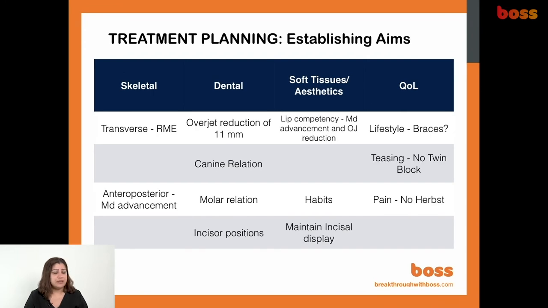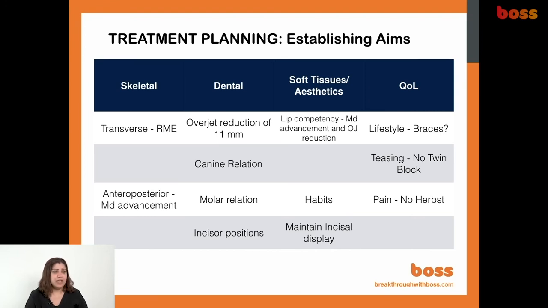So let's look at how we established her aims. We know there's some growth left, so we decided to expand her maxilla. We know that she's mandibular retrognathic, so because there's still growth left, we'd like to do some mandibular advancement therapy. Dentally, we want to reduce her overjet. We want to get a canine and molar relationship that's class 1 and improve her incisor angulations. Soft tissue-wise, it'd be nice to improve her lip competency and eliminate the lower lip trap. Maintain her incisal display because that's perfect.